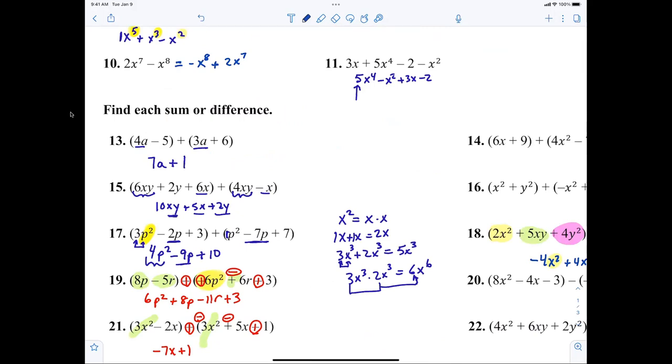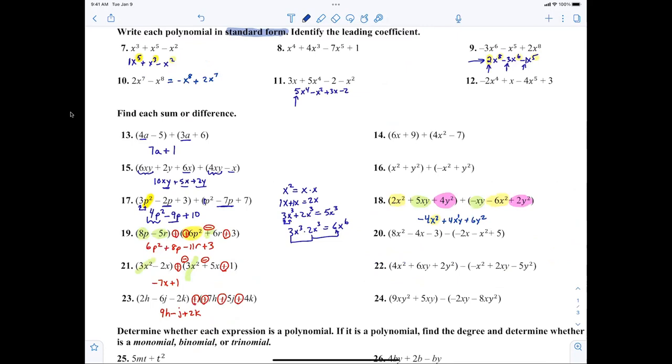Oliver, quickly, how would number 10 be a binomial? Number 10 is a binomial, and the degree is 8, and the leading coefficient is -1.